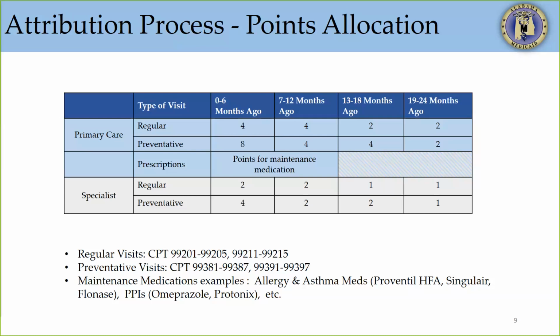Preventative visits also include procedure code ranges. An example of one of these is 99383, which is a preventative reevaluation of an established patient. And finally, various maintenance medications will be awarded points based on the recipient. These include allergy and asthma medications, PPIs including omeprazole, among many others. This is a high-level overview of how the point systems will work.